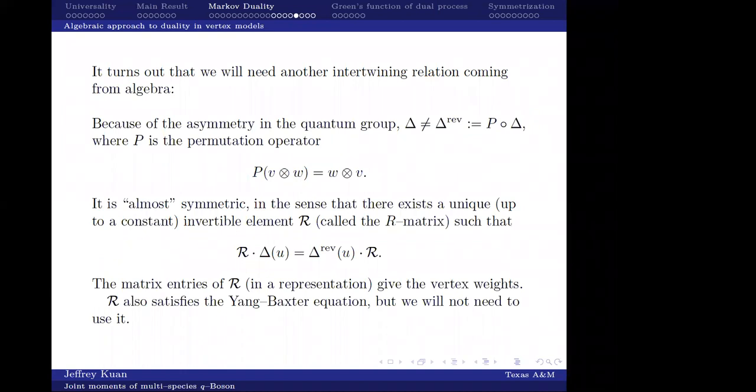It turns out the thing we'll need is something called the R matrix. The coproduct is not symmetric, right? It's not equal to its reversal, but it's almost symmetric in the sense that there's an element called the R matrix that intertwines between the coproduct and its reversal. If you know Hopf algebra terminology, I think it's almost co-commutative. And this R matrix, in a representation, gives the vertex weights of the vertex model. The R matrix is more famous for satisfying the Yang-Baxter equation, but as far as duality is concerned, we don't explicitly need it here.